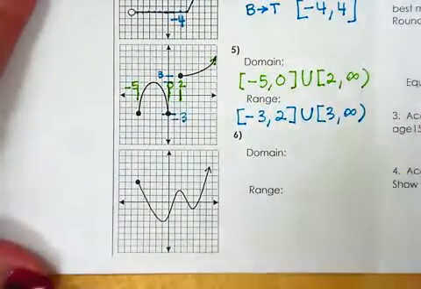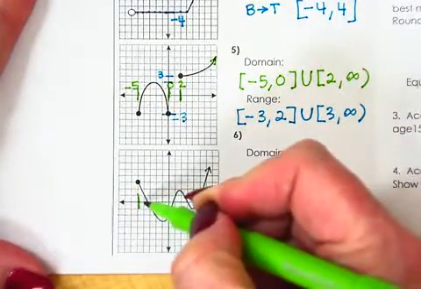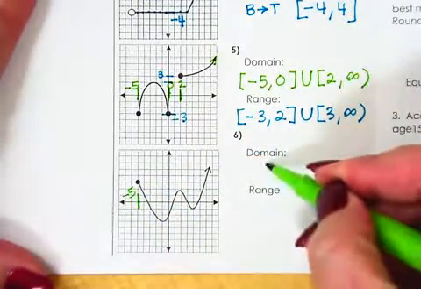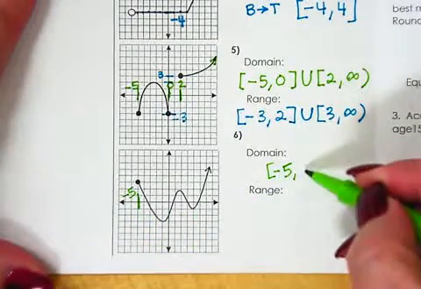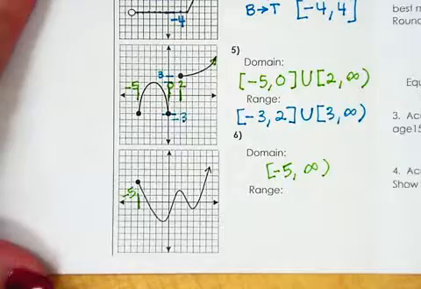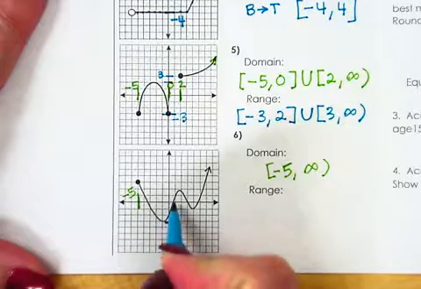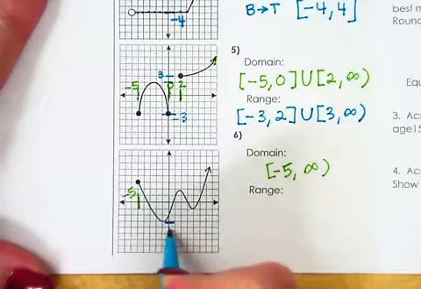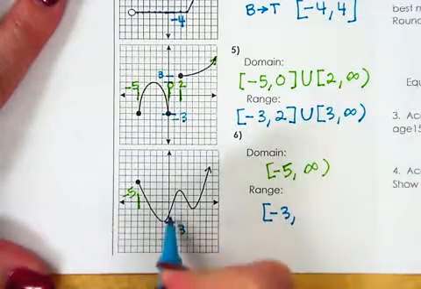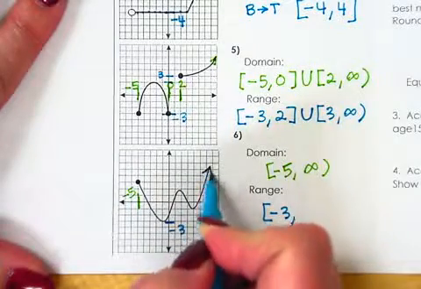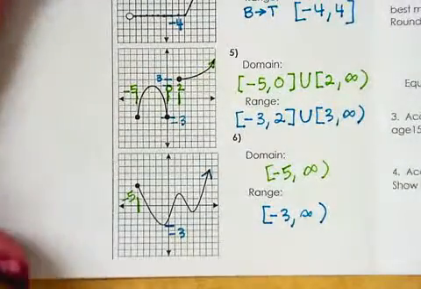So the domain is starting all the way on the left side. 1, 2, 3, 4, 5, -5. And then it goes on to the end, to infinity. There we go. And the range starts all the way down here at the bottom, where that little minimum point is down there at -3. We're going to include the -3. And then even though there's an end point here, that arrow does remind us that it's going up forever, so it's going to infinity. Okay, that concludes interval notation.